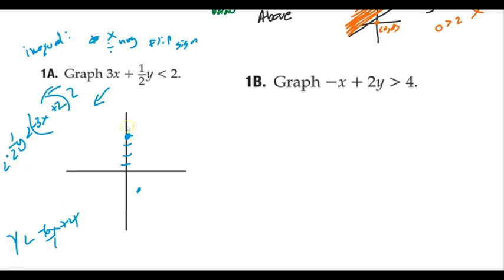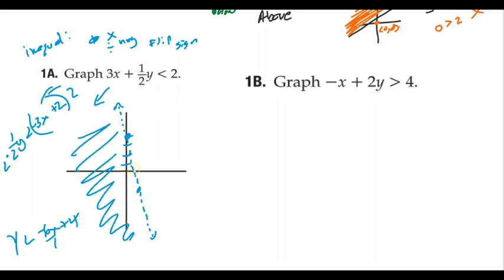This is a dashed line. I don't see an equal to sign. And there are two ways to shade this. It's in proper notation, so less than should mean below. Or you can pick a test point, 0, 0. Plug it in. 0 is less than 4. I shaded the right area. Just graph it like normal, and then shade above, below, or pick a test point. Next one.